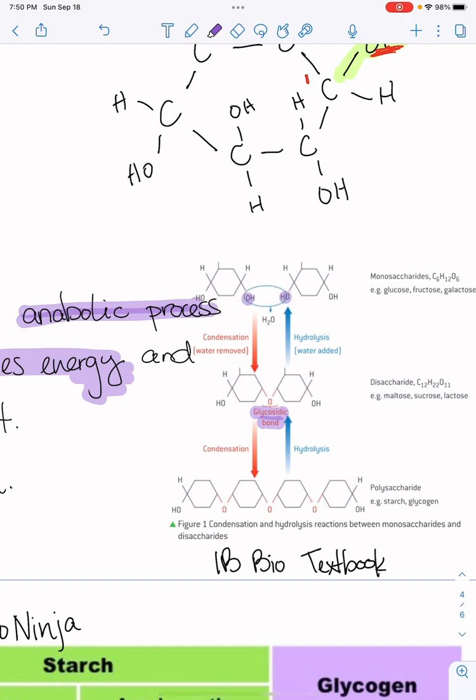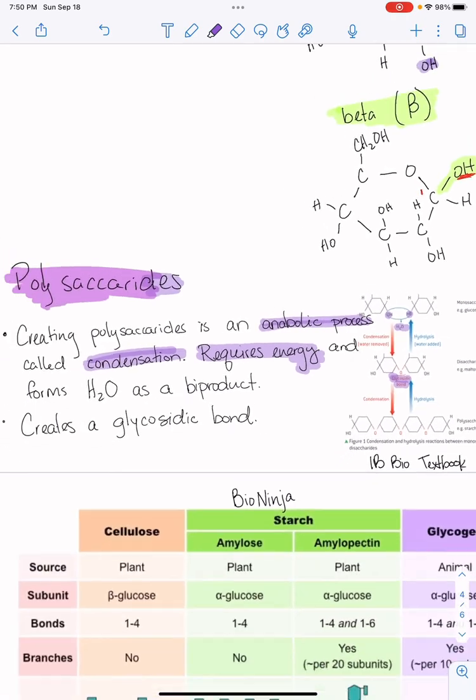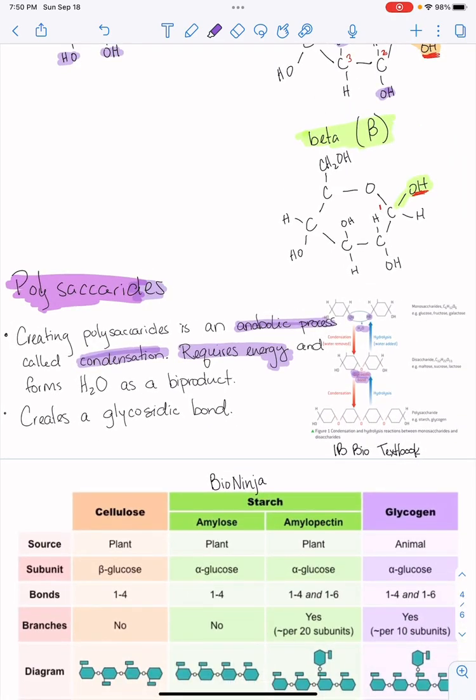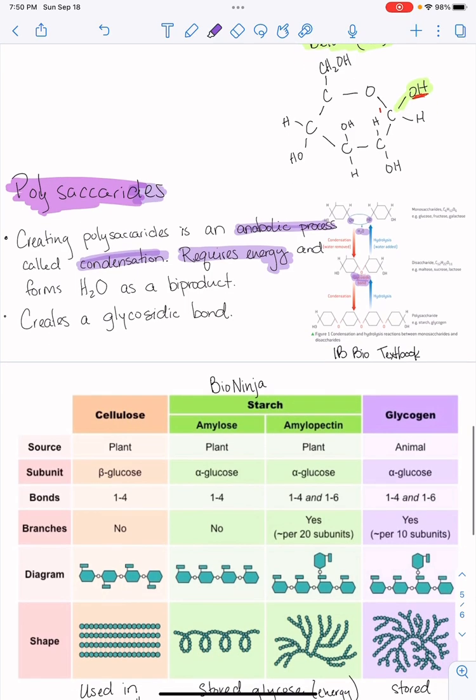between 2 monosaccharides, water is produced, okay? So energy is required, but then we also produce water. And the bond that forms between the 2 monosaccharides is called a glycosidic bond, okay? Like I said, I don't want to repeat myself. So that was pretty much all you need to know about building polysaccharides.